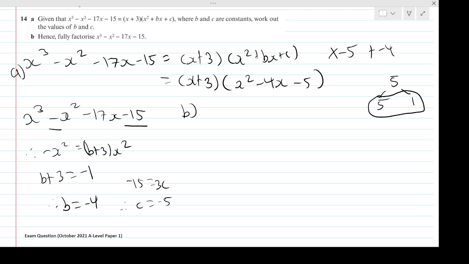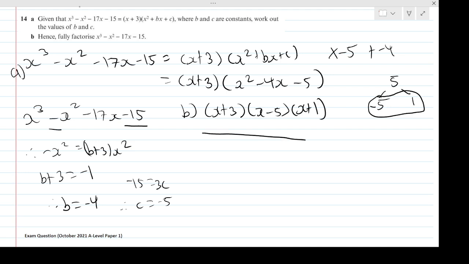Okay, well, I need two numbers that times to give minus 5, so one of them has to be negative. But then I need them to add to give negative as well, so it makes sense for the bigger number to be negative. So if I add, I get a negative. So then minus 5 add 1 is minus 4, and obviously they times to give minus 5. So the factors of x squared minus 4x minus 5, we can say, are x minus 5 and x plus 1.